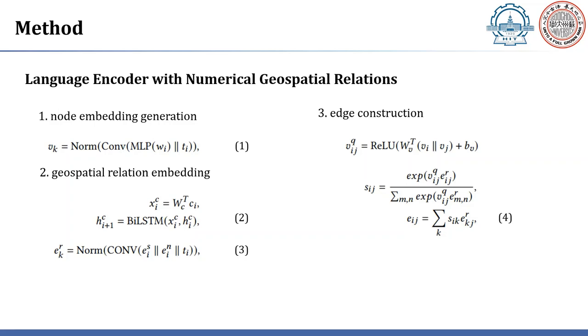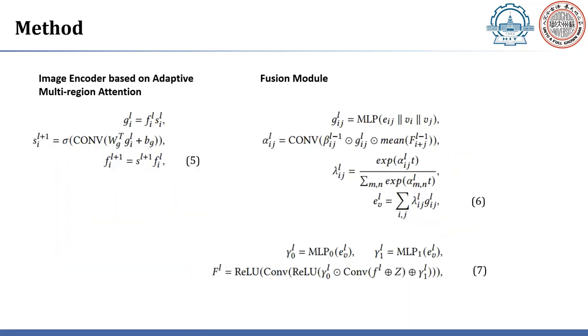In the language encoder, we first generate the node embedding by equation 1. Then we produce the geospatial relation embedding by equations 2 and 3. Finally, each edge is constructed by dot-product attention, as shown in equation 4. The expression is transformed into a graph. Usually, remote sensing images are large scale, but ground objects are very small. So we use the adaptive region attention module to select the key visual content from a large-scale scene, as shown in equation 5.